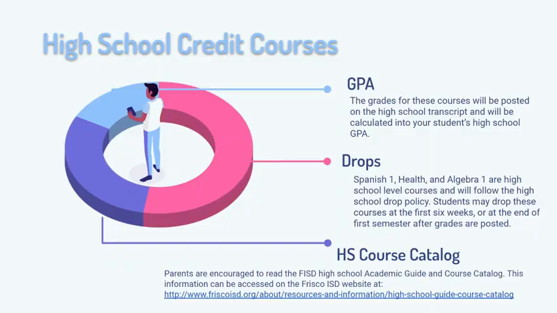High school credit classes. These classes count for GPA. GPA stands for grade point average. Grades in these classes will be posted on your high school transcript and calculated in the student's high school GPA. For Spanish, Health, Algebra 1, these are high school level courses and will follow the high school drop policy. Students may drop these courses after the first 6 weeks or at the end of the marking period.